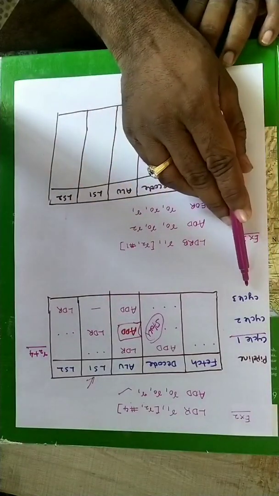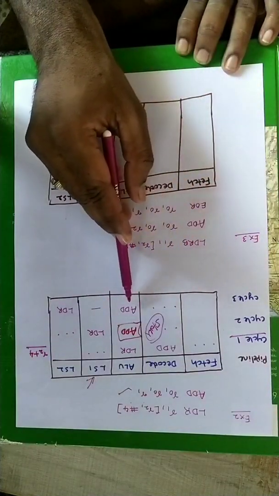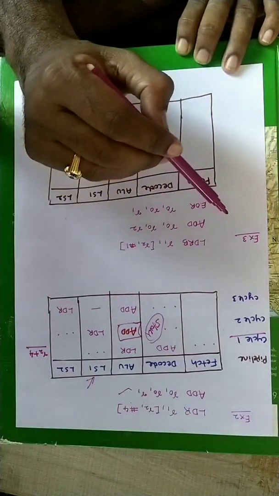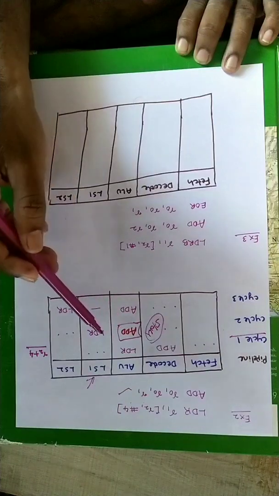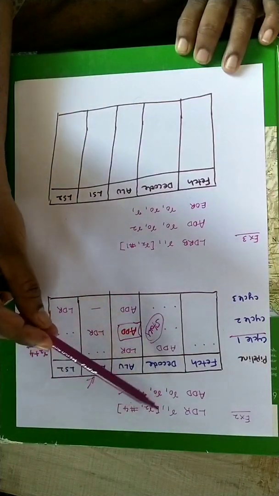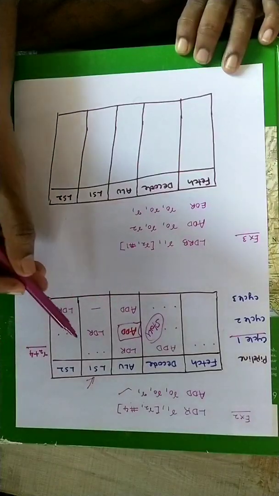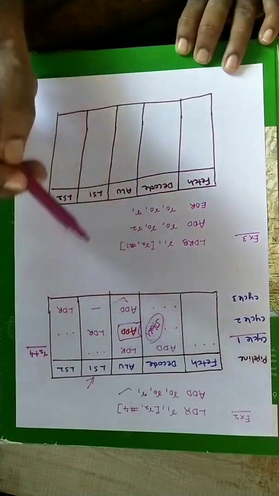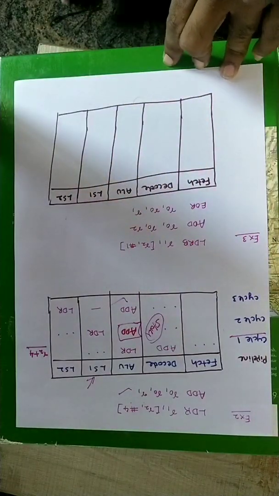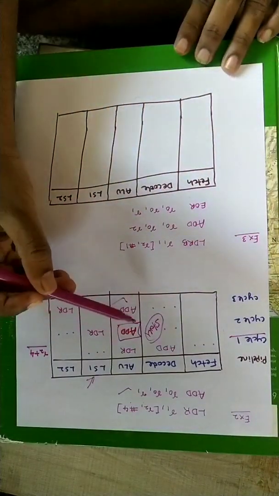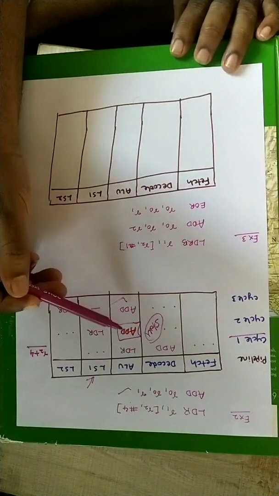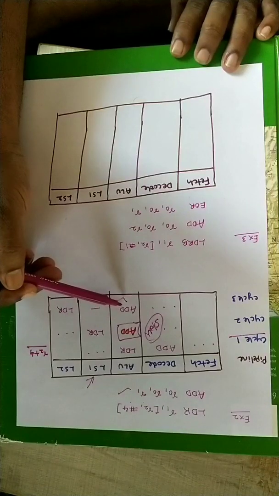In the third cycle, the ADD instruction will now execute. Until R1 is loaded with this value, ADD will not execute. After LS1, the ADD instruction executes in cycle 3. So at this position there is a stalling of one cycle. Between this cycle and this cycle, one cycle is spent waiting for execution of the ADD instruction.